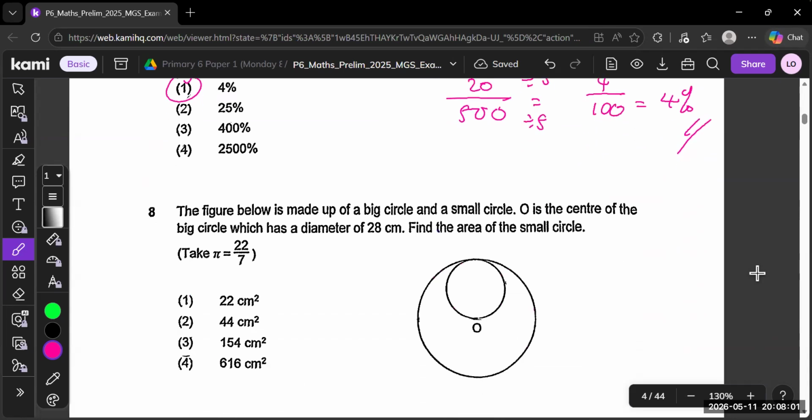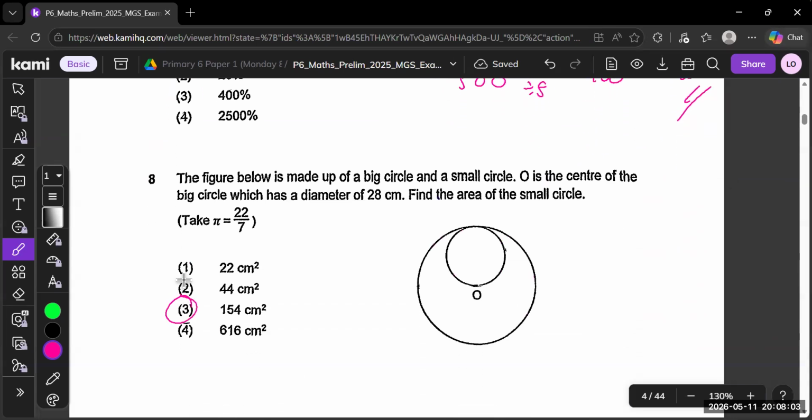Question number 8, the answer will be number 3. The figure is made of a big circle and a small circle. O is the center, and the big circle has a diameter of 28. So this is 28. You divide by 2, you will get 14. And this is 14. So the diameter of the small circle is 14.